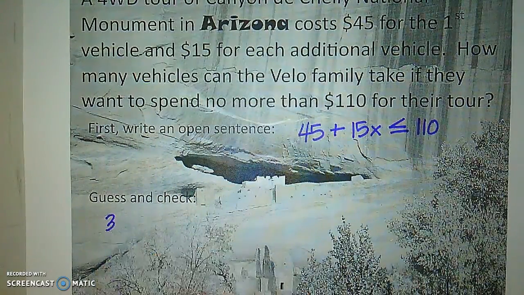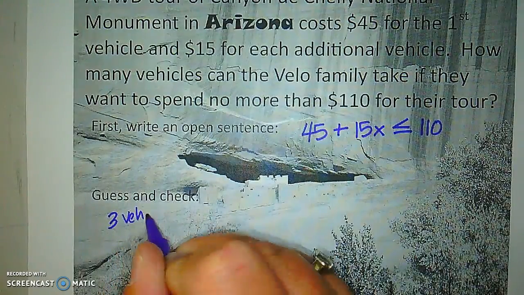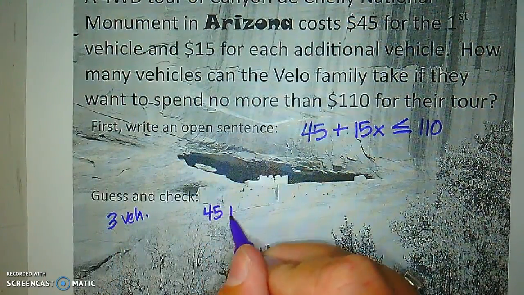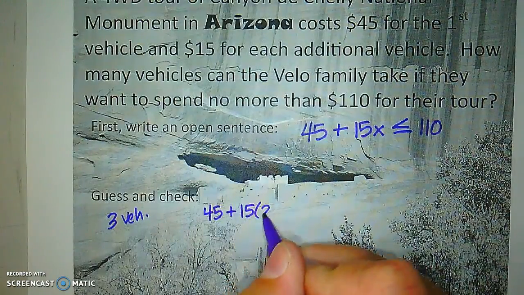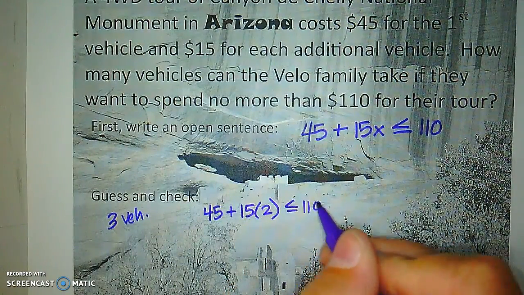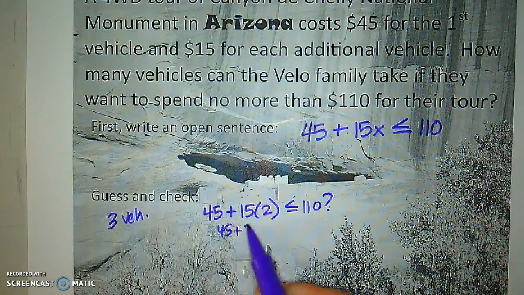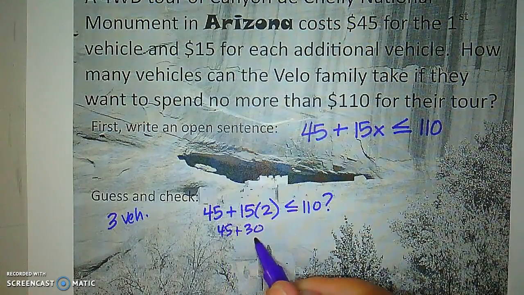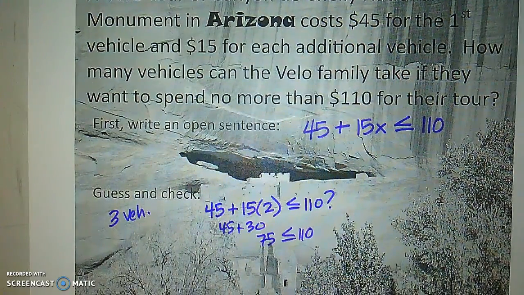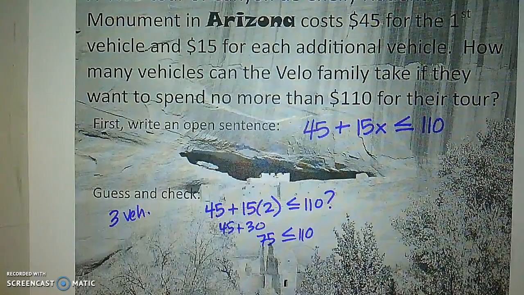Let's try 3 vehicles. Well, it's $45 for the first one. And if there's 3 vehicles, that means there's 2 more. Is that going to be less than or equal to 110? 45 plus 30 is 75. Yeah, that works. 75 is less than or equal to 110. But can we do more?